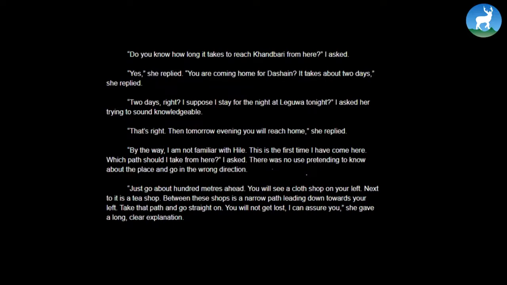You'll see a clothes shop on your left. Next to it is a tea shop. Between these shops is a narrow path leading down towards your left. Take that path and go straight on. You'll not get lost, I can assure you.